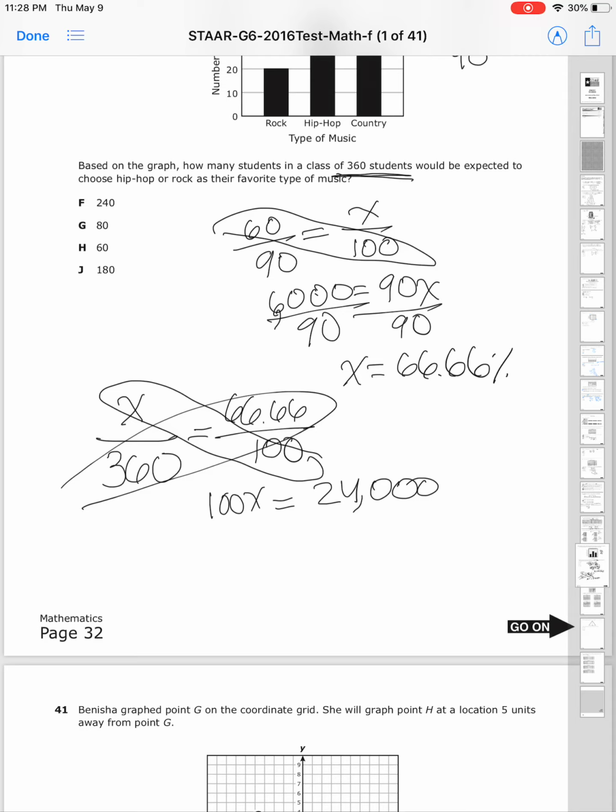Which gives me 24,000. And then I need to divide both sides by 100 because I need to get my variable by itself. And x is 240. So when there are 360 students, 240 would be the amount of students that like hip hop and rock.